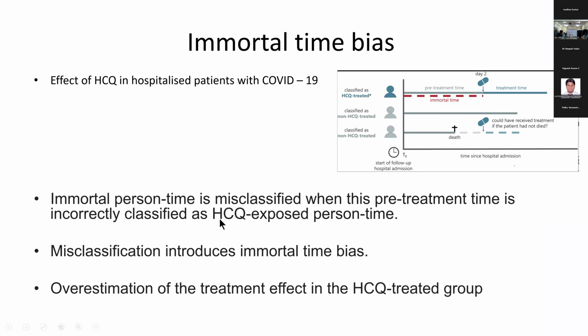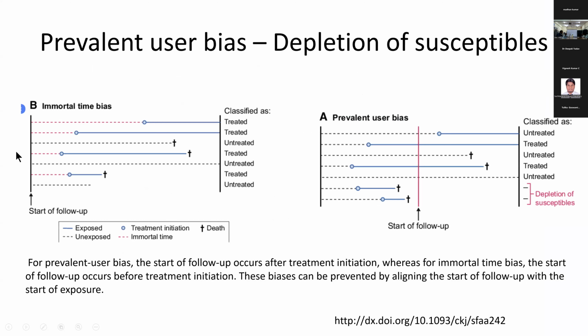So immortal time bias is just misclassification, when this pre-treatment time is incorrectly classified as SCQ-exposed person time. So here the patient has actually not received the medication, because he died before that, but because you have started counting from here, if you classify him as non-SCQ treated, it's called a misclassification bias. So this causes immortal time bias. It causes overestimation of the effect in the SCQ treated group. So this is what we looked at, immortal time bias.